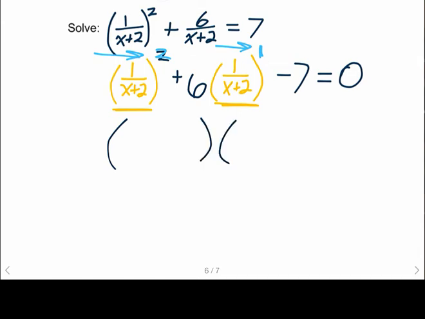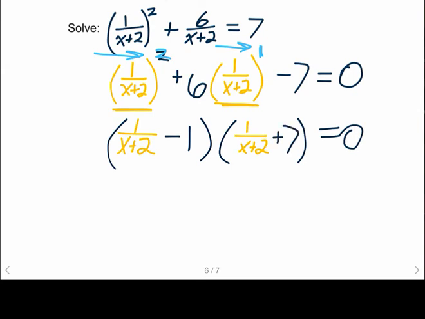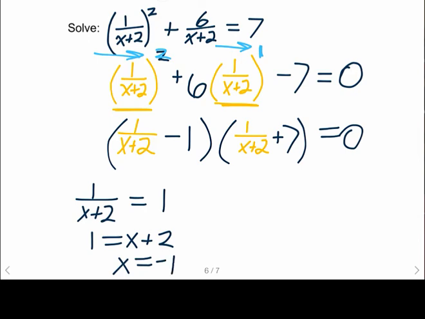Okay, so my binomials are going to be 1 over x plus 2 minus 1 times 1 over x plus 2 plus 7. Setting each of those factors equal to 0, I have 1 over x plus 2 is equal to 1, skipping a step there, so that 1 is equal to x plus 2 by clearing fractions, and x is equal to negative 1.